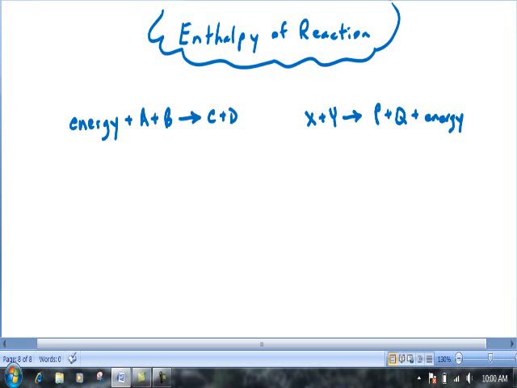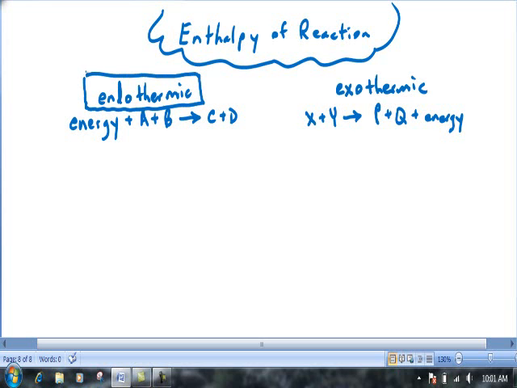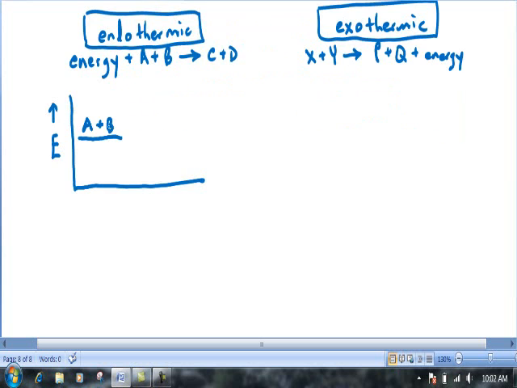The two possible processes are we can have a chemical reaction where energy has to go into the reaction, and we also have chemical processes where energy is released as part of the chemical change that takes place in the reaction. Energy in processes are known as endothermic reactions. Energy coming out are known as exothermic processes.